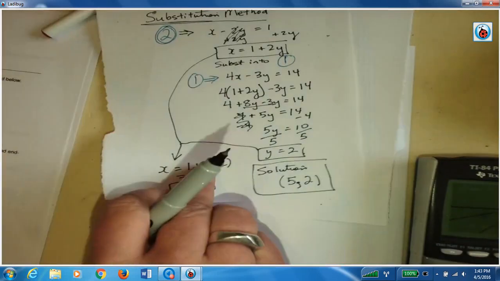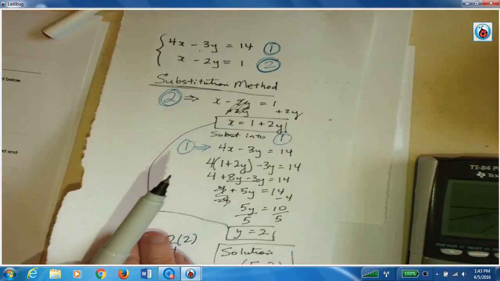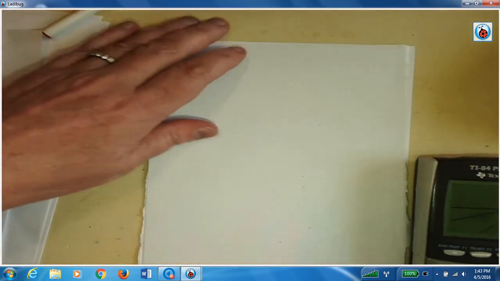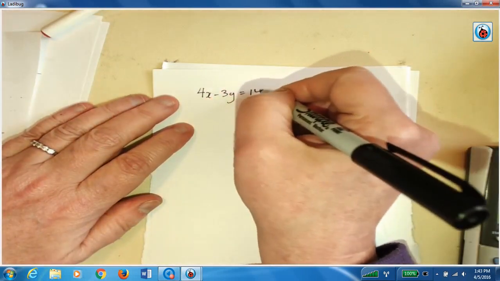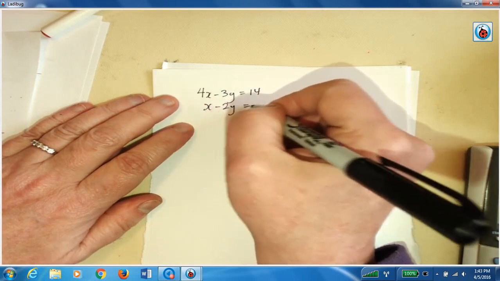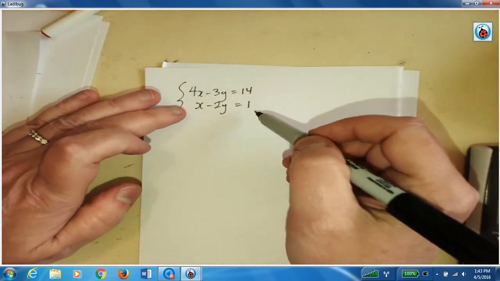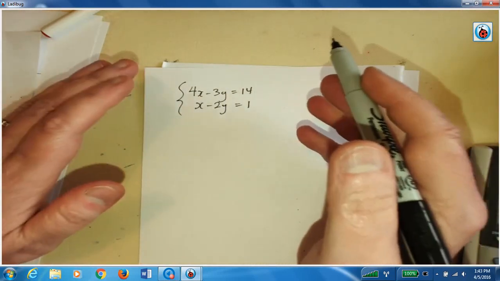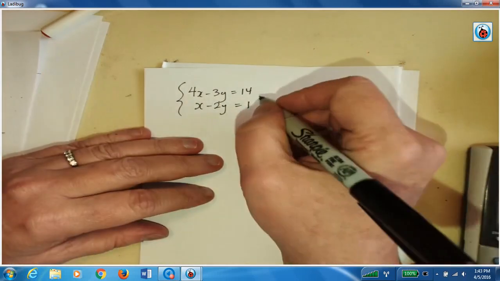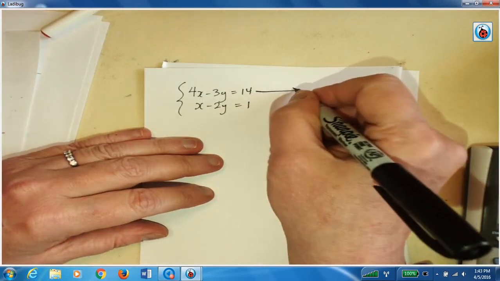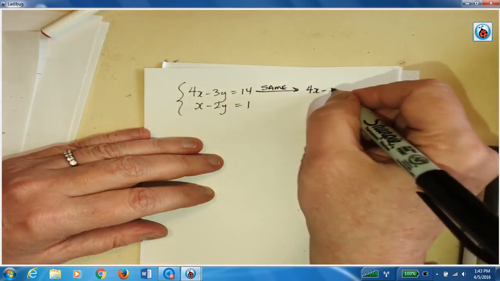Now, that was the substitution method. How would we solve the same problem using the elimination method? Well, what I want to do now is look at adding these two equations and getting something to cancel out. But if I add these two equations, nothing's going to cancel out. So I'm going to keep this one the same. So I'm not going to change this one.